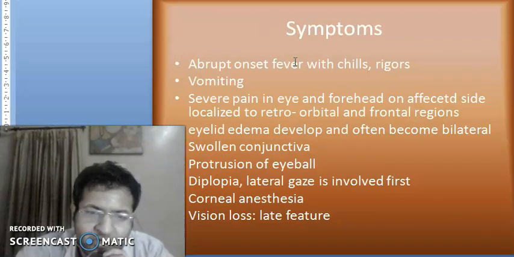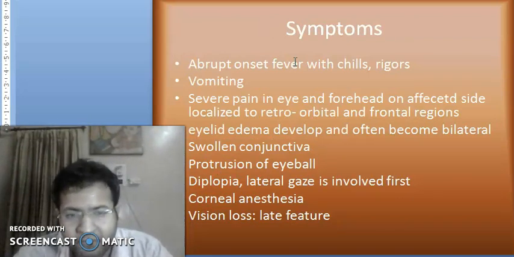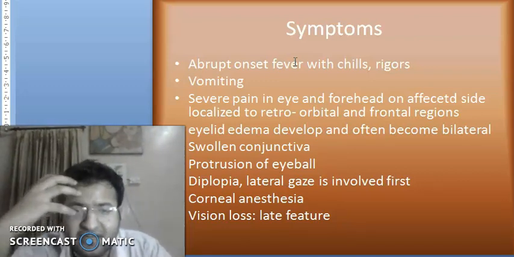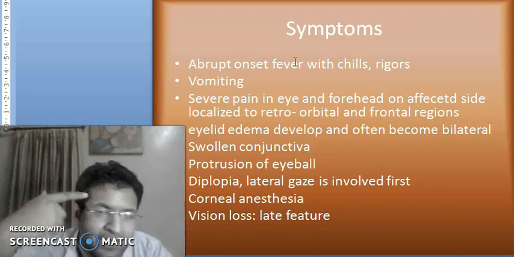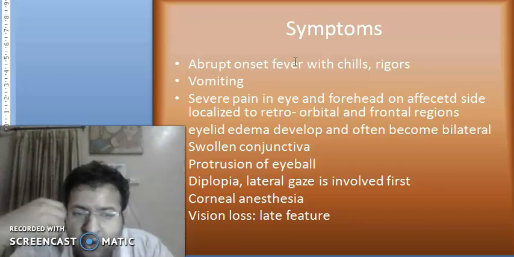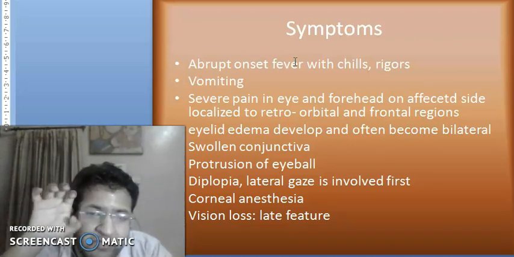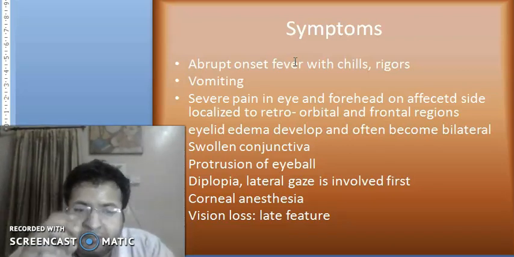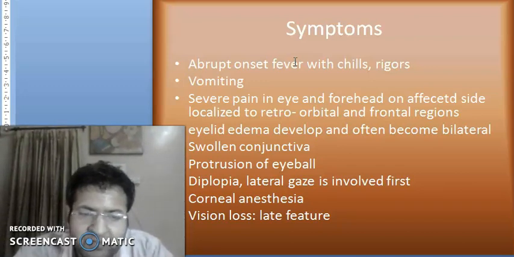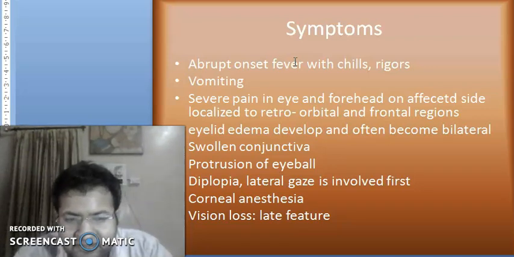What are the symptoms of cavernous sinus thrombosis? There is an abrupt onset of fever, chills, and rigors. There will be vomiting. The patient will present with severe pain in the eye and forehead of the affected side, localized to the retroorbital and frontal regions. Eyelid edema develops and often becomes bilateral. There will be swollen conjunctiva, protrusion of the eyeball, and diplopia. The lateral gaze is involved first because of involvement of the sixth nerve. There will be corneal anesthesia because of involvement of the ophthalmic division of the trigeminal nerve, and there will be vision loss, but this is a relatively late feature.